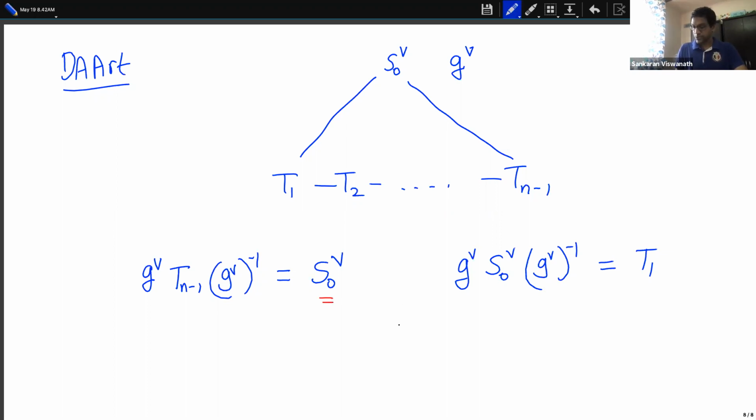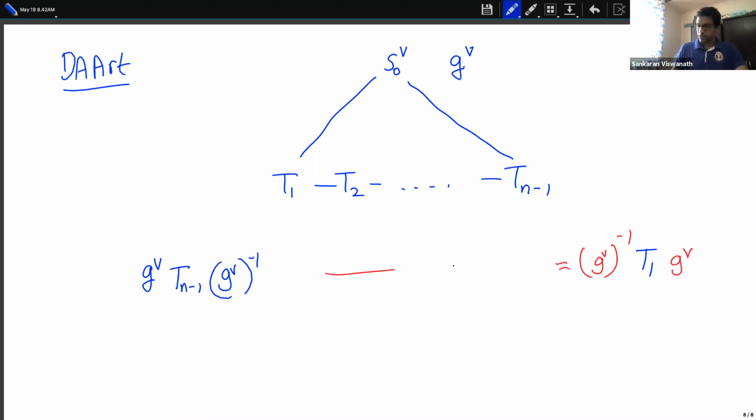And these two relations can be rewritten by saying that G check Tn minus 1 G check inverse is just the same as, we just put the checks on the other side, this is just G check inverse. So these two are actually equal, and each of them is what we're calling S0 check. So I can delete S0 check from this and just think of G check alone as my other generator.